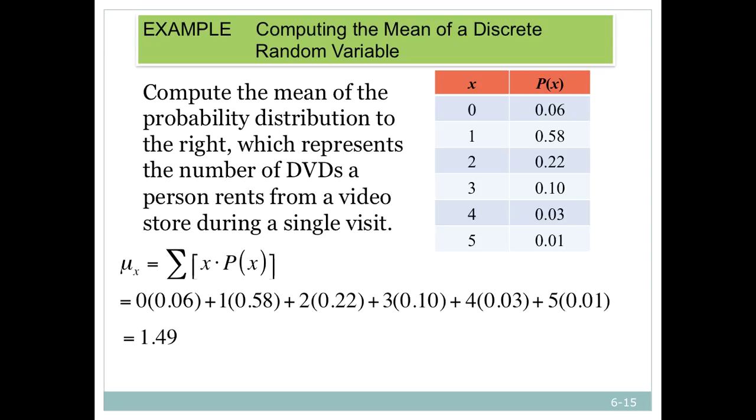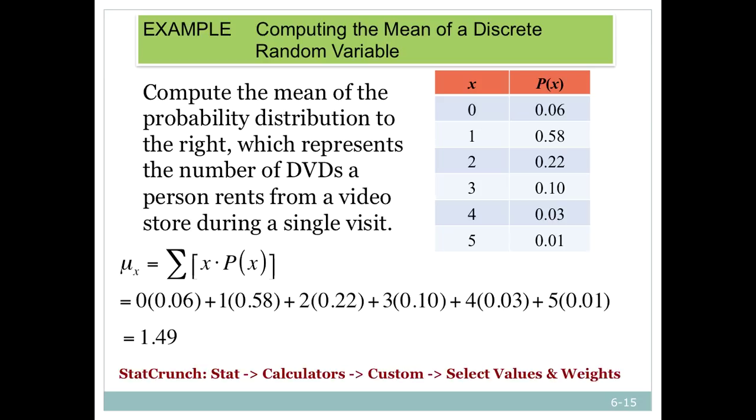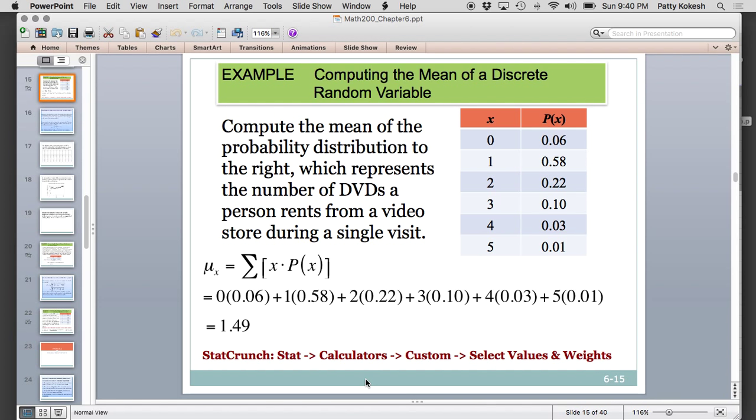Now, it's not really too difficult to do when you have just a small number of observations, but one thing I want to point out is if you were given maybe 50 different values of x, this could be really, really tedious. So what we want to do is rely on StatCrunch. Okay, so the StatCrunch instructions are right here, and I'm going to exit out of full screen for my PowerPoint for a minute because I'm going to pop over to StatCrunch.